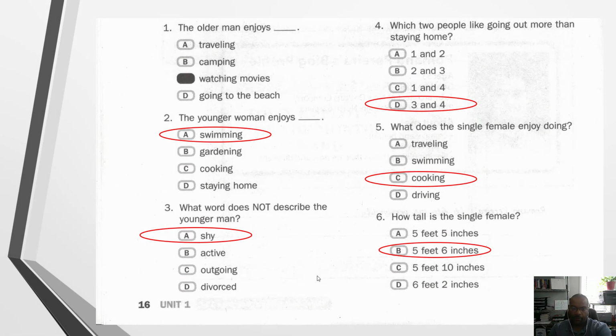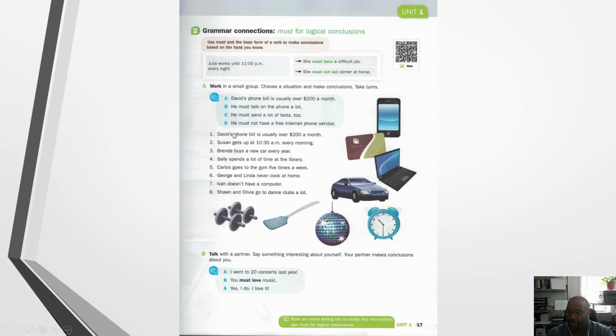Okay, so let's move on. Before we move on in our workbook, let's look in our student book on page 17. This is our last section, and it's grammar connections using must for logical conclusions. All right, page 17 in our student book.